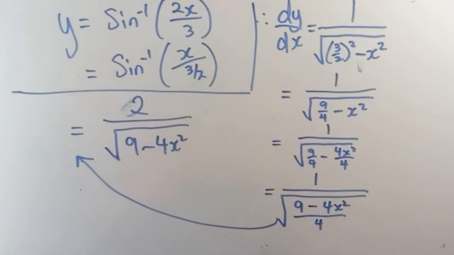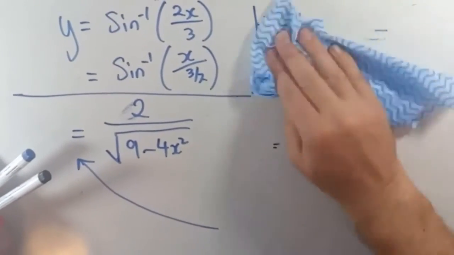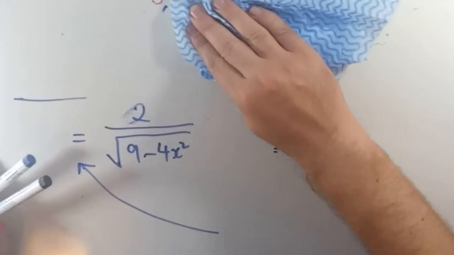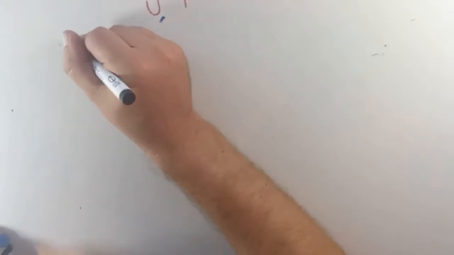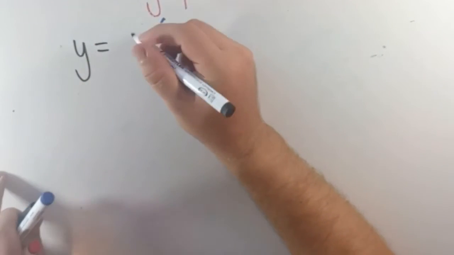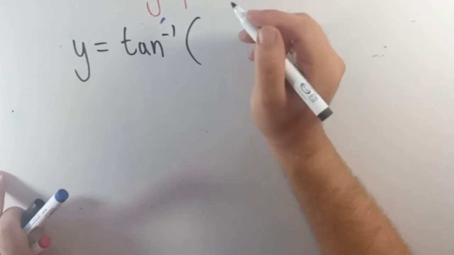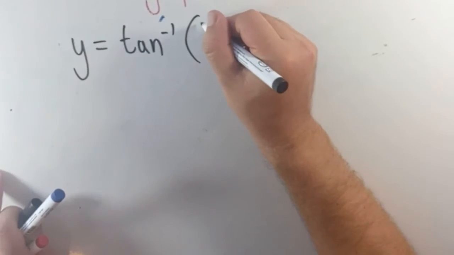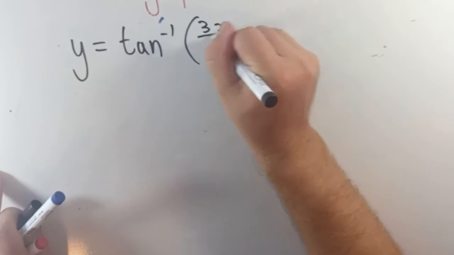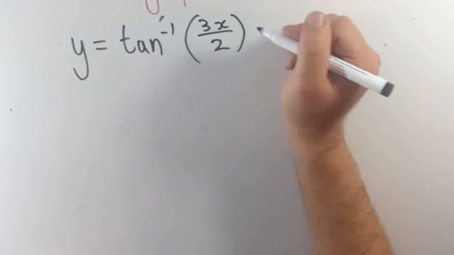That's example number 1. Where's my eraser? Let's get rid of it. Okay. Only one more example for this video. We're going to get it done in lightning time. That'll be the quickest one ever. y equals inverse tan of 3x over 2, that's fine, whatever.